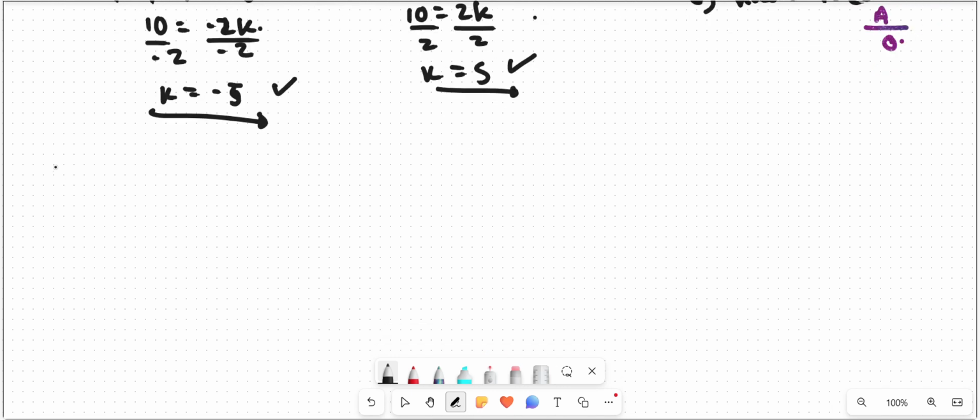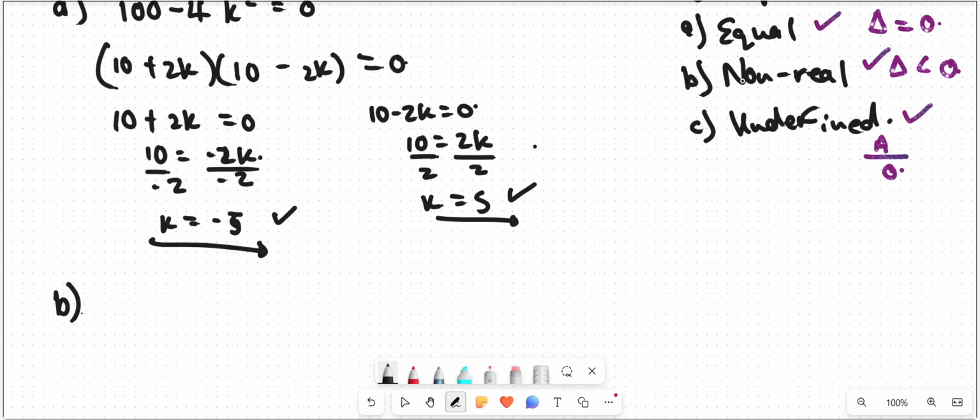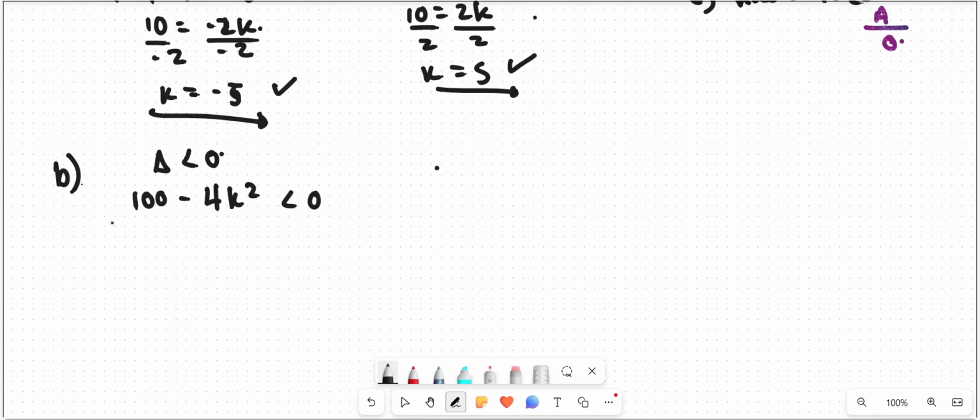Then B is therefore asking, when will the roots be non-real? So for non-real, my discriminant needs to be less than 0. So I'm solving the same equation, right? But now it has to read less than 0. And how do you go about solving that? You just solve this inequality again. It does need you to factorize. So we're just going to use this guy, 10 minus 2k, and 10 plus 2k, less than 0.